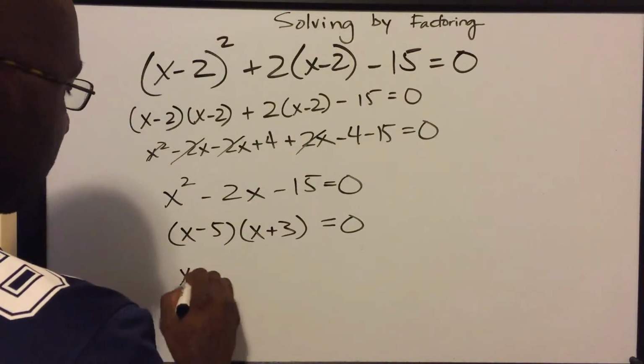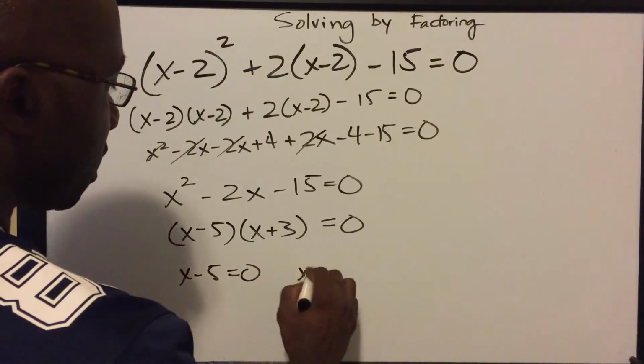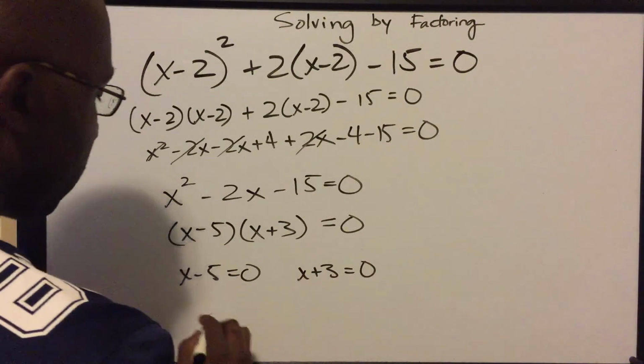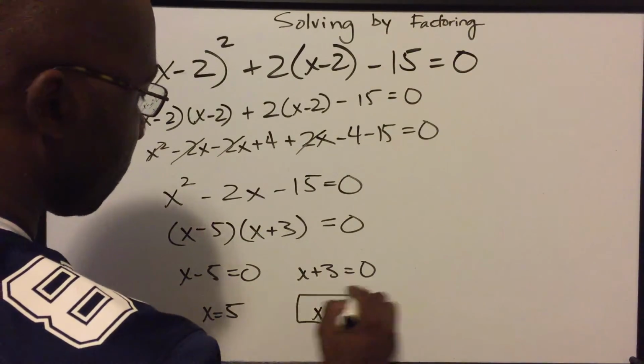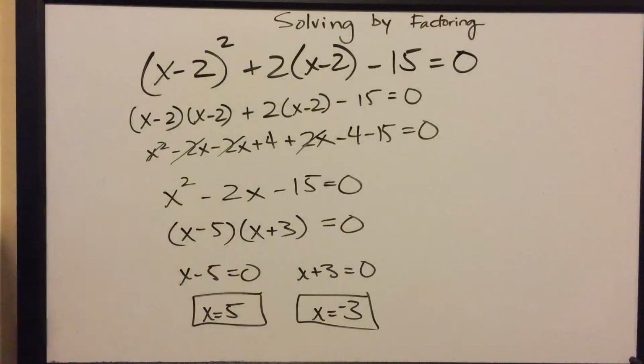Then we just say x minus 5 is equal to 0, x plus 3 is equal to 0. So x is equal to 5, x is equal to minus 3. And those two are our answers for this problem right here.